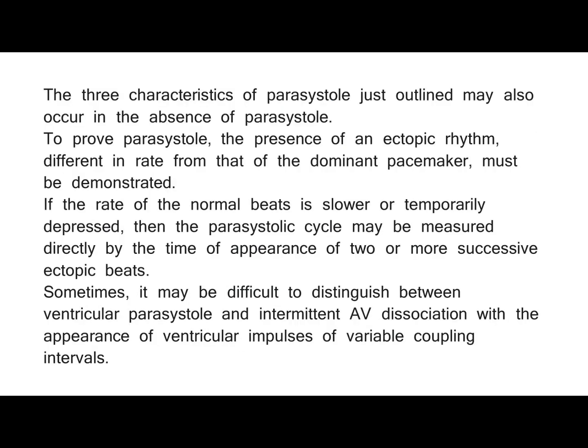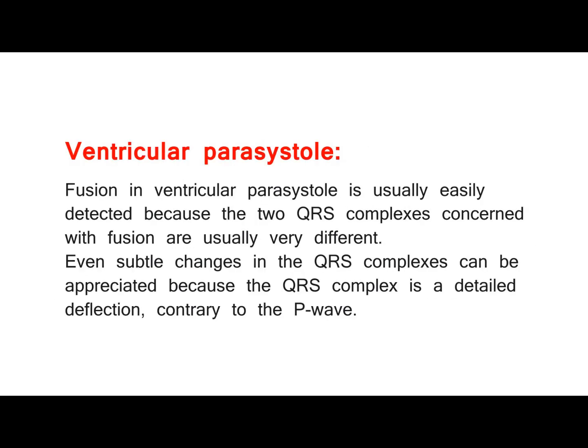The three characteristics of parasystole just outlined may also occur in the absence of parasystole. To prove parasystole, the presence of an ectopic rhythm, different in rate from that of the dominant pacemaker, must be demonstrated. If the rate of the normal beats is slower or temporarily depressed, then the parasystolic cycle may be measured directly by the time of appearance of two or more successive ectopic beats. Sometimes, it may be difficult to distinguish between ventricular parasystole and intermittent AV dissociation with the appearance of ventricular impulses of variable coupling intervals.